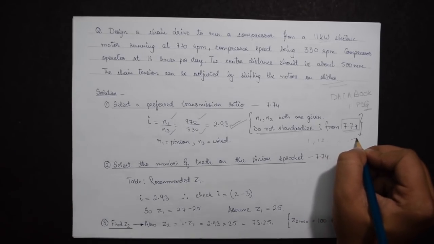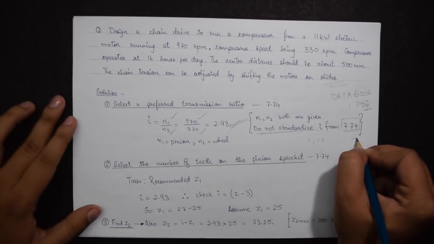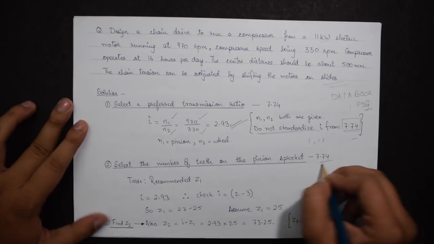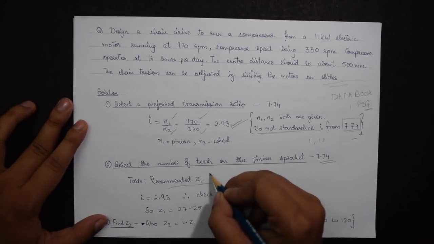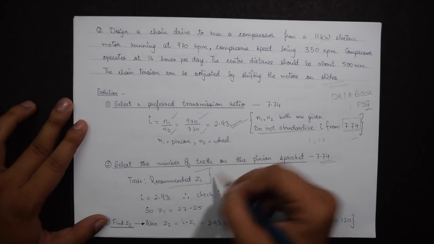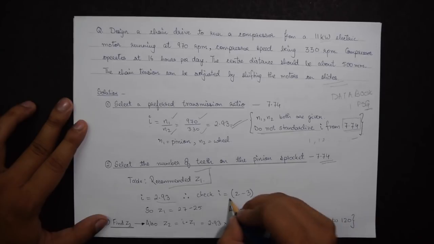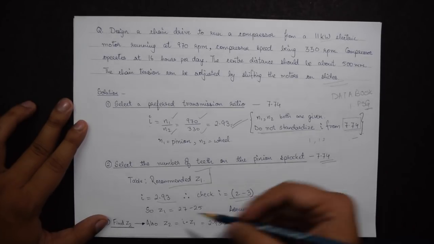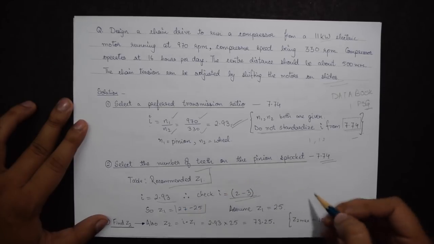Coming to step 2, select the number of teeth on the pinion sprocket. On the same page 7.74 we have a table named recommended Z1. Since our transmission ratio is 2.93, which lies between 2 and 3, our Z1 lies between 27 or 25. So let us assume Z1 is equal to 25.